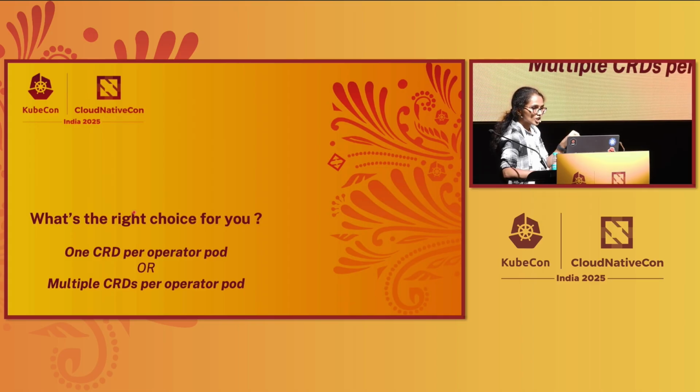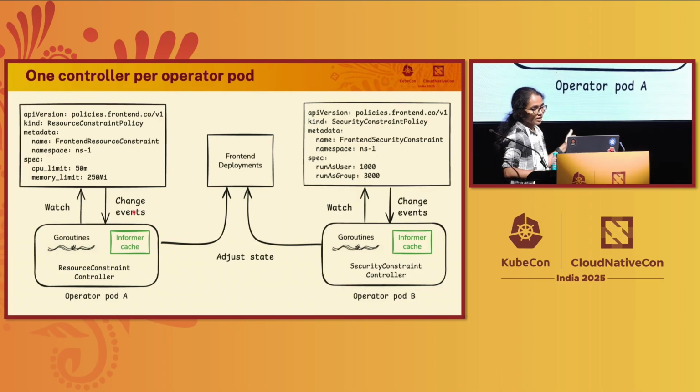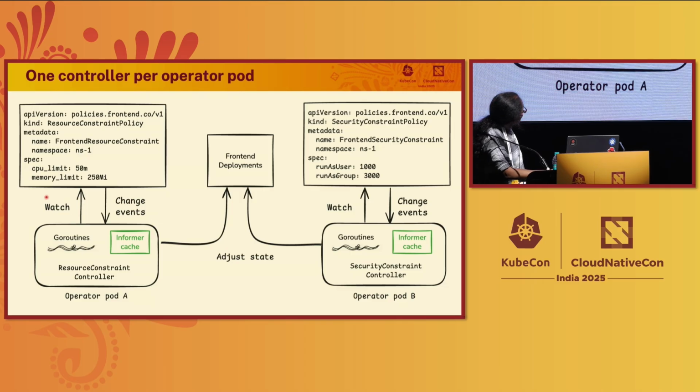To be able to visualize this, before we go to the key factors for your choice, I have added a couple of diagrams over here. One example we are already aware of, let's call it resource constraint policy. I have added one more controller, which is security constraint policy. Let's add one more functionality: for any front-end deployment, I always want the security context with these values, this user and this particular group. And I want a controller which makes sure that is what is happening.